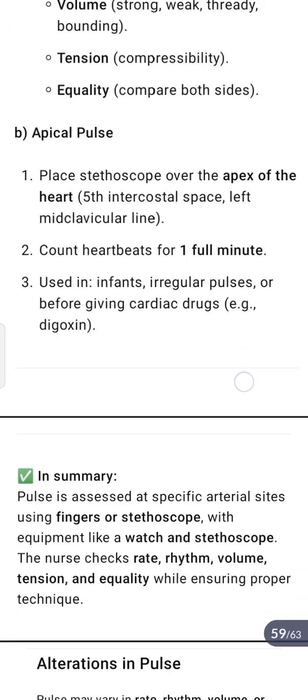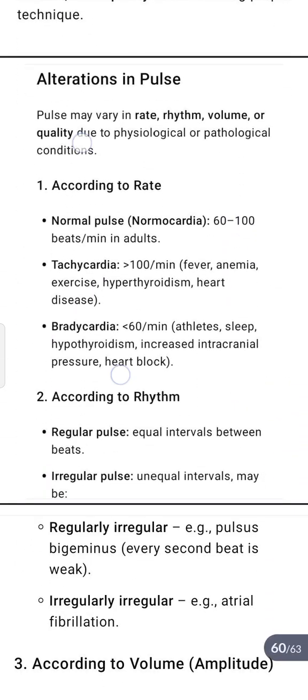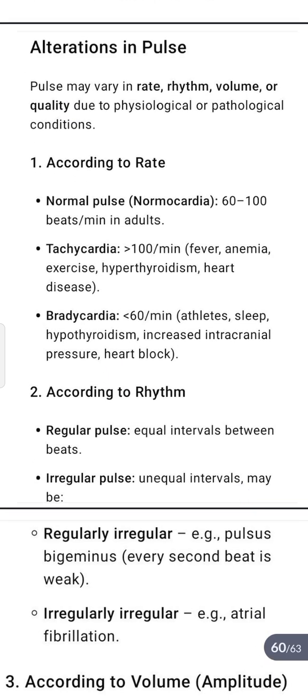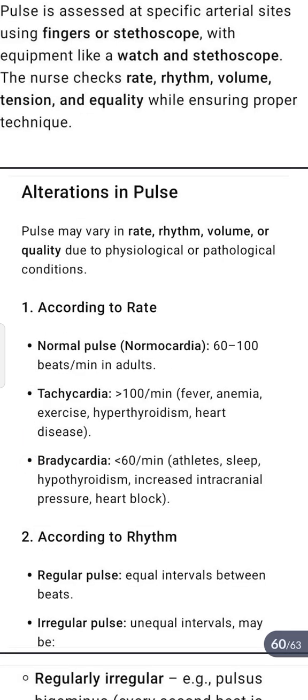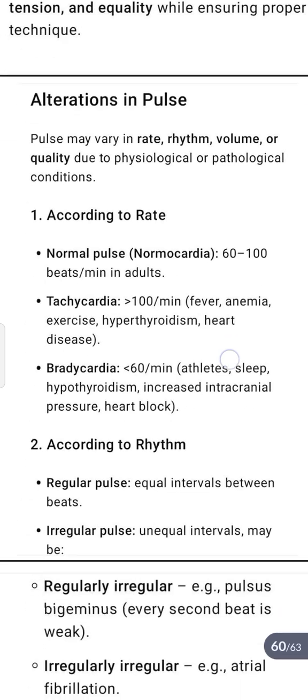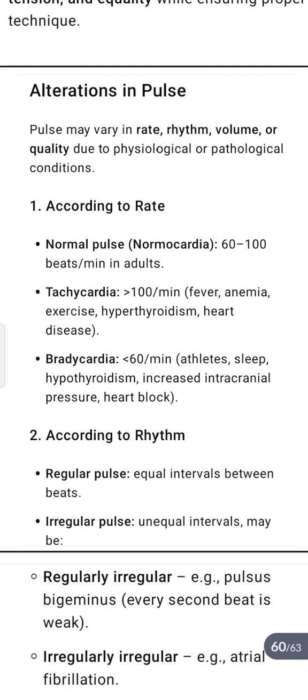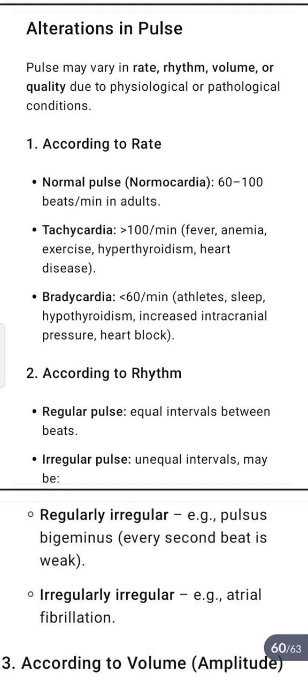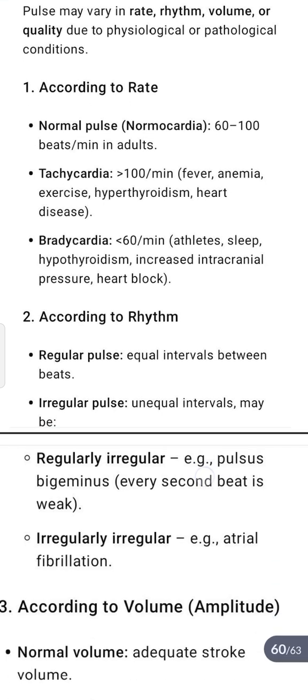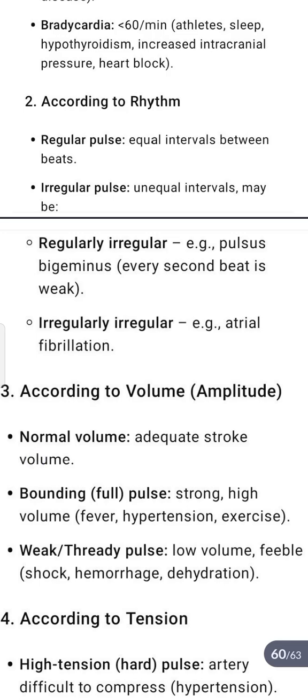Okay, now let's see alterations in pulse. This is a very important topic. Pulse may vary in rate, rhythm, volume or quality due to physiological or pathological conditions. So pulse may be normal, or normocardia, 60 to 100 beats per minute in adults; tachycardia, more than 100 beats per minute, as in fever, anemia, exercise, hyperthyroidism; and bradycardia, less than 60 beats per minute, in athletes, sleep, hypothyroidism, increased intracranial pressure and heart blocks.